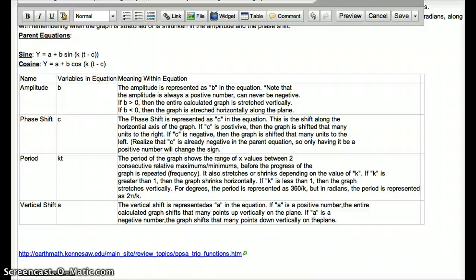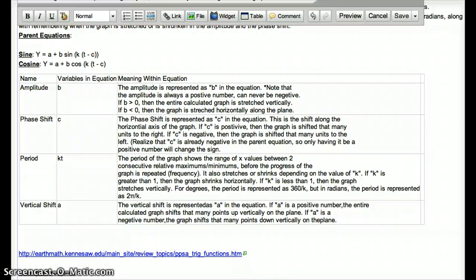This is the shift along the horizontal axis of the graph. So if c is positive, then the graph is shifted that many units to the right. And if c is negative, then the graph is shifted that many units to the left. This kind of threw me off because if you remember in absolute value problems or even in parabola problems, say you had 2 times x minus 5, well, x minus 5 would move the graph 5 spaces right. Instead, here, if it is negative, you go 5 left spaces.